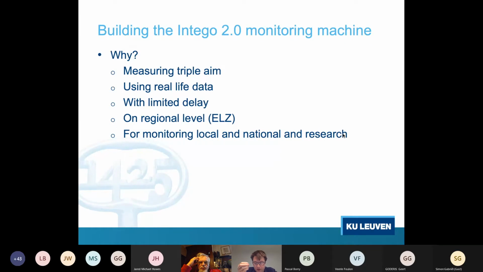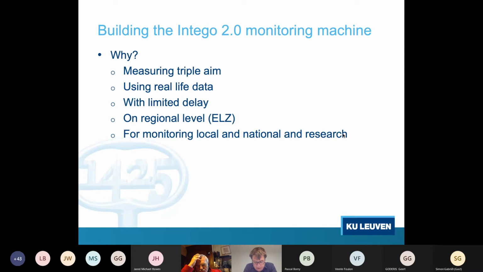If you want to measure the impact of this complex system with a lot of actions and changing actions, you need an instrument that's able to measure all of this. And then comes in our idea, which we have been working on for a few years already, about making what we call the Intego 2.0 monitoring machine. The reason why we want to make this monitoring machine is that we want to be able to measure that triple aim, which is complex and has very different aspects to measure. We want to do that using real-life data with a limited time delay.